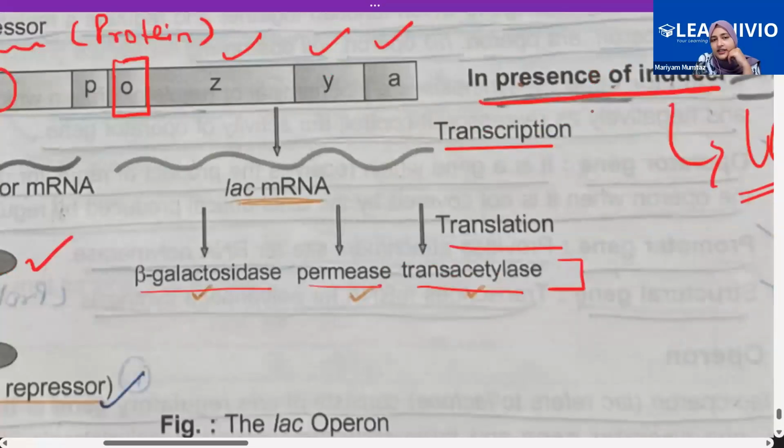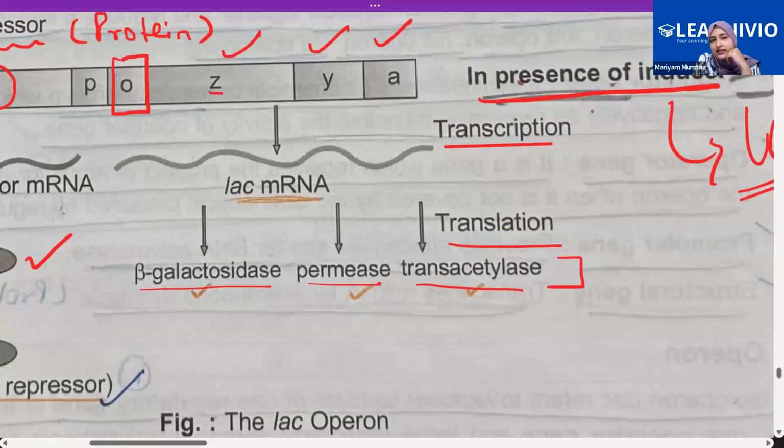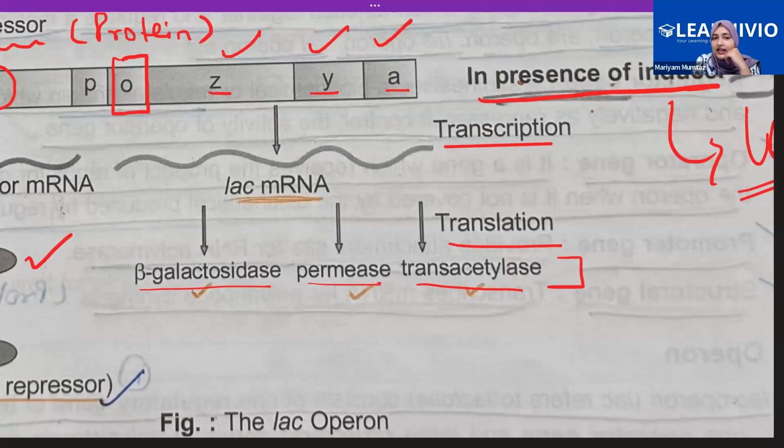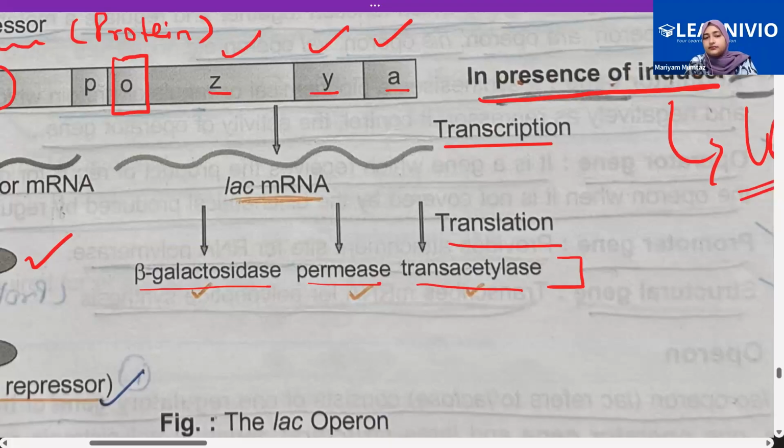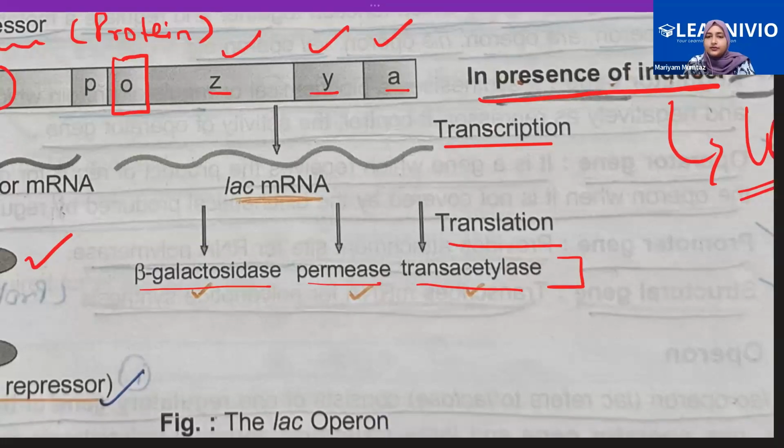Now tell me one thing, students, here this part. They are saying first this Z, Y and A undergoes the process of transcription and then it undergoes the process of translation. Can someone just explain what is happening over here? Who can explain it to me? Anyone, whoever knows how to explain it, you can go for it.